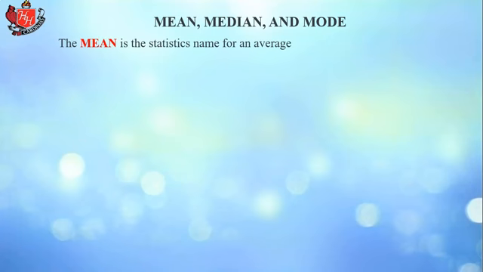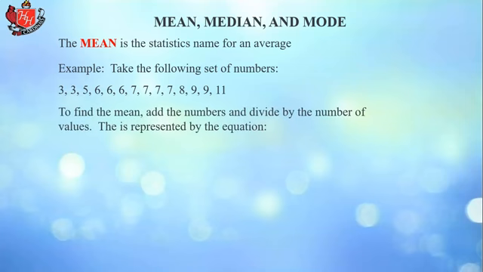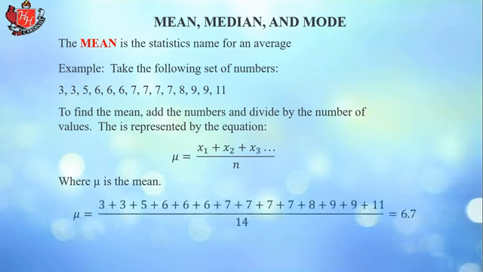So the mean is the statistics name for an average. For example, if you take the following set of numbers and you want the average of them, to find the mean you add the numbers and divide by how many values you have. This is represented by the equation mu, the Greek letter mu, which is the symbol for a mean or an average. You add up all the numbers on top and divide by how many of those numbers you have, where mu is the mean. So that's how you would do that, and you come up with an average of 6.7.